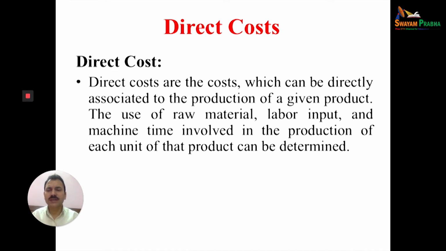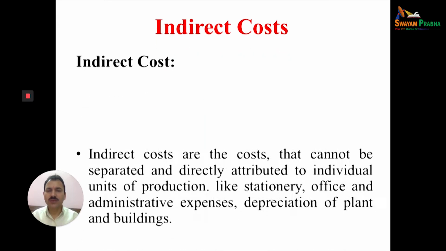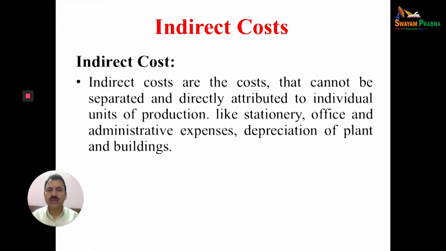Direct cost can easily be separated from the product, and can be seen. Whereas indirect costs, as I have told you, are those costs that cannot be separated and directly attributed to an individual unit of production, like stationery, office and administrative expenses, depreciation of plant and buildings. All these are indirect costs which are involved in the production of that good but cannot easily be separated.